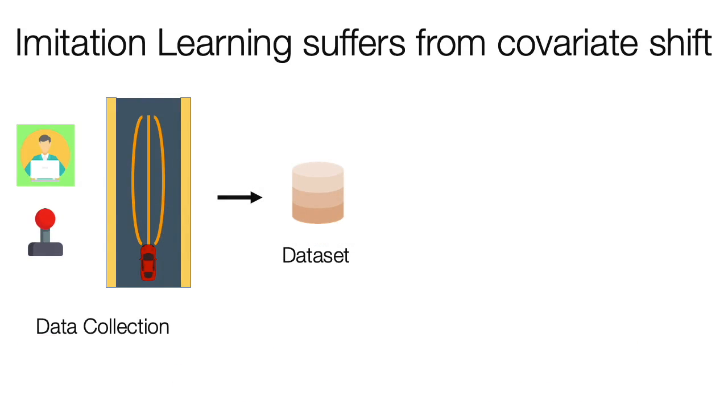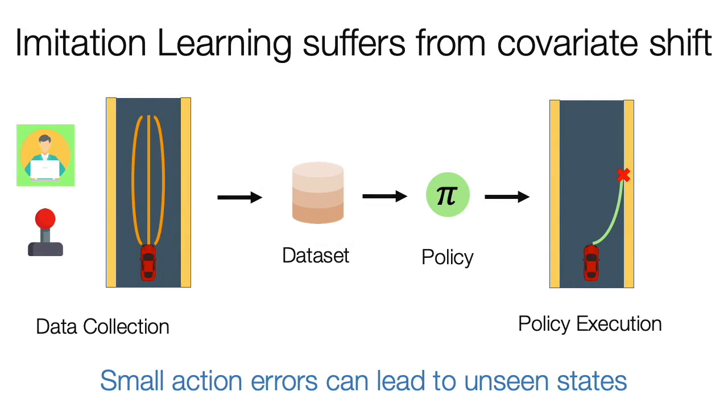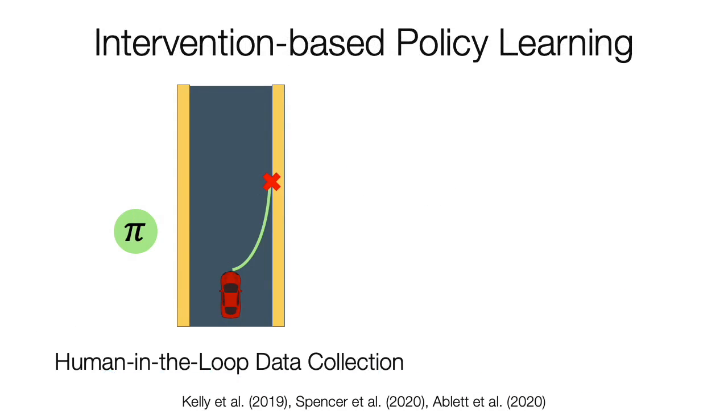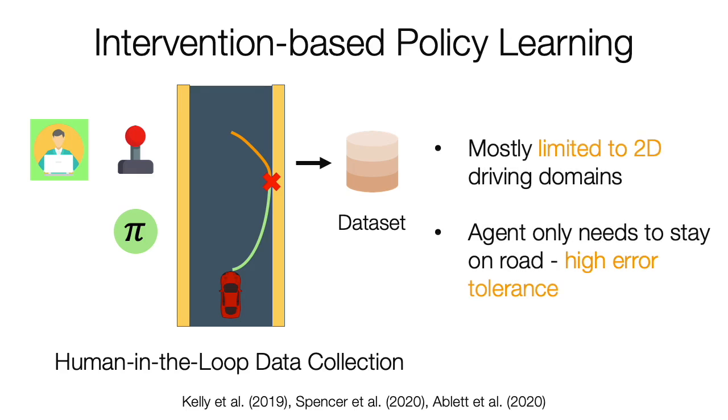Imitation learning trains an agent using a set of demonstrations. However, when this trained policy is executed, small action errors can lead to unseen states causing failure. Allowing a human to intervene during policy rollouts and provide corrections can mitigate these issues. However, prior methods have mainly been limited to 2D driving domains.